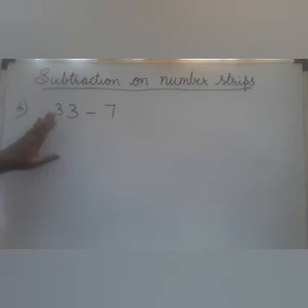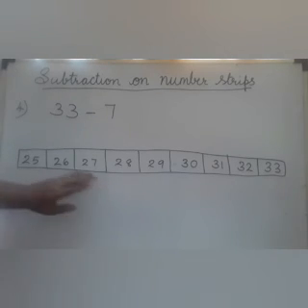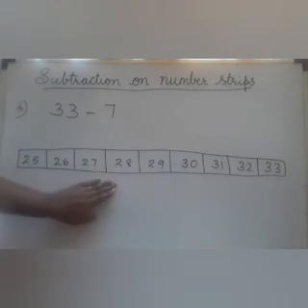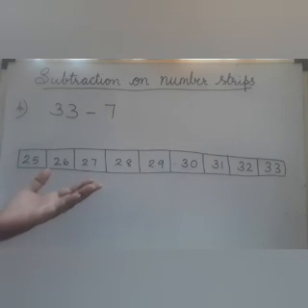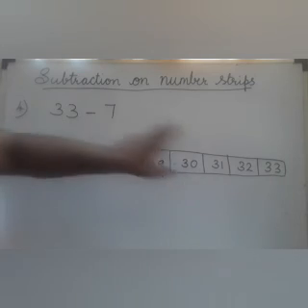The fourth question is 33 minus 7. Let us do this subtraction on number strips. Look at this. Here is the number strip. The question is 33 minus 7. What is the first number? 33. So we know from where we want to start the jumping. From where? Tell louder. Yes, we want to start the jumping from 33.